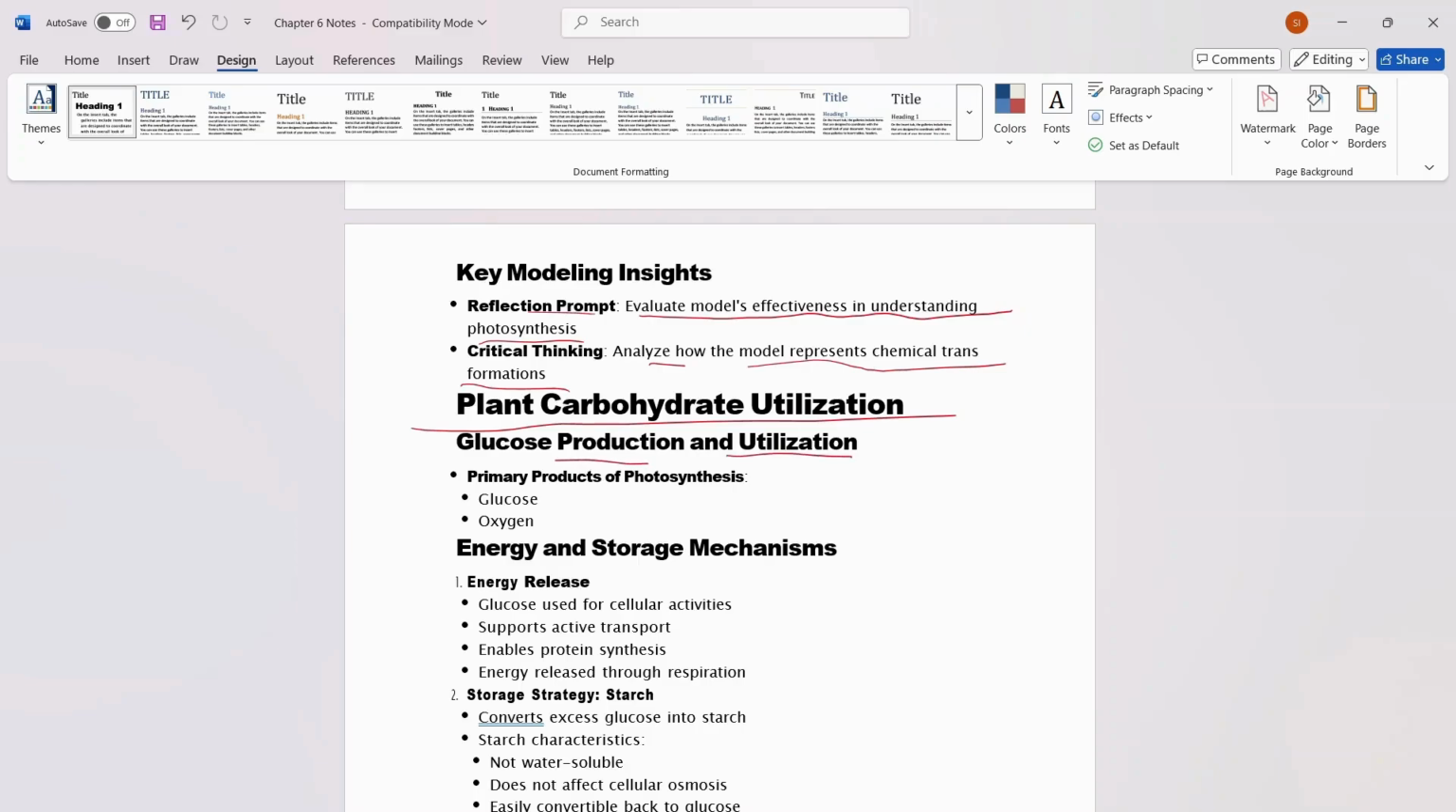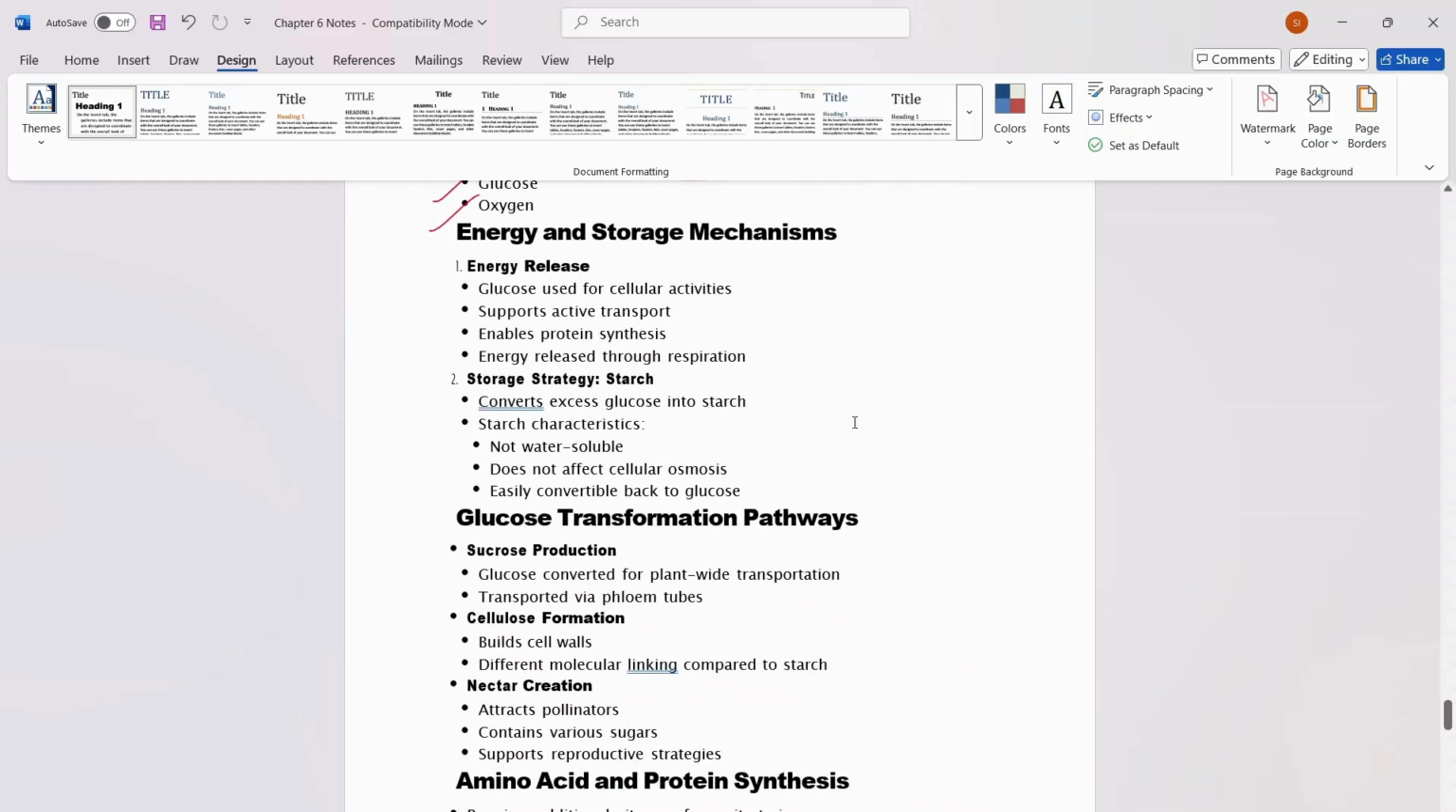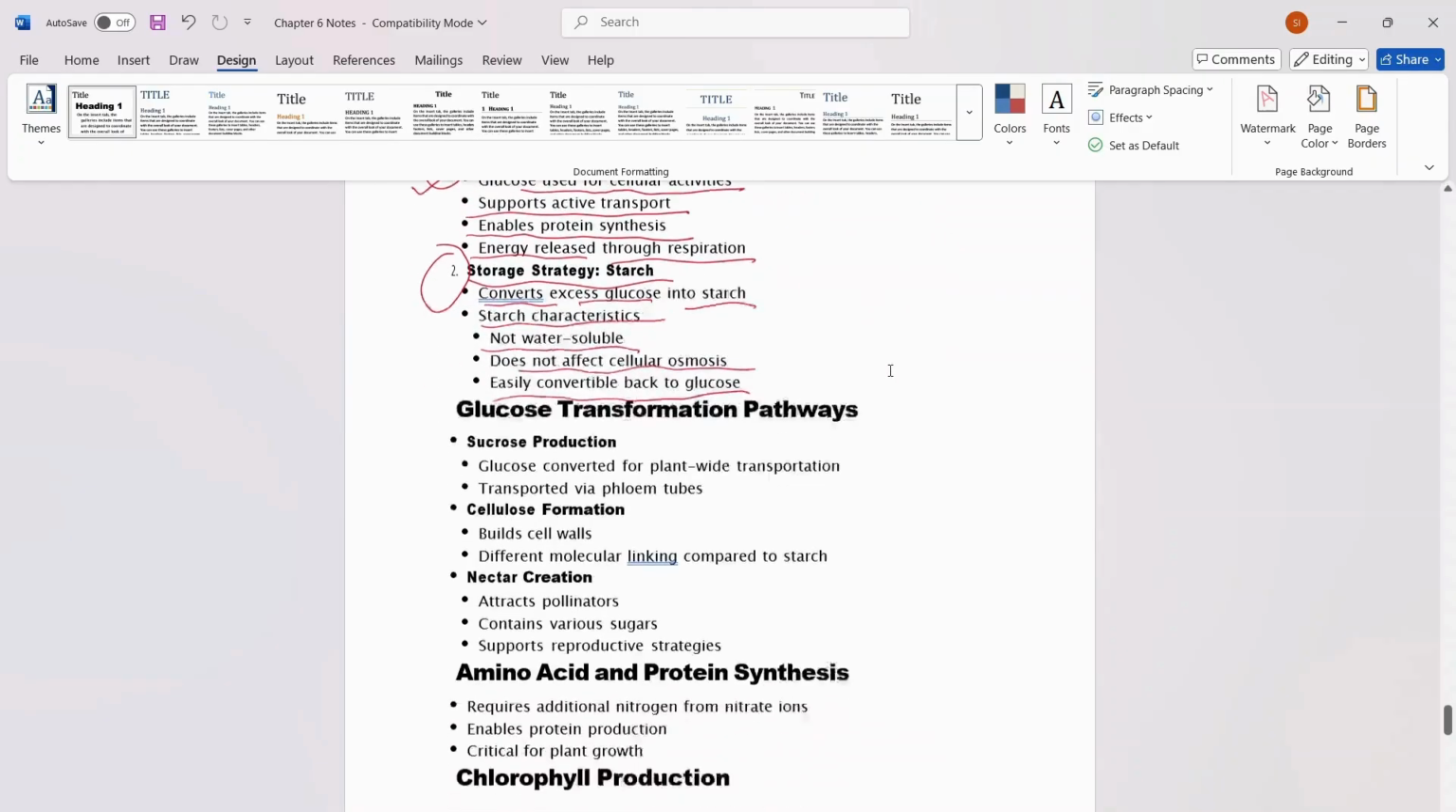Glucose production and utilization. Primary products of photosynthesis include glucose and oxygen. Energy and storage mechanism: energy release, number 1, and energy stored in the form of starch. So, energy release: glucose is used for cellular activity, supports active transport, enables protein synthesis, energy release through respiration. When you talk about storage strategy, starch, it converts excess glucose into starch. Starch characteristics are they are not water soluble, they do not affect cellular osmosis, and are easily convertible back into glucose.